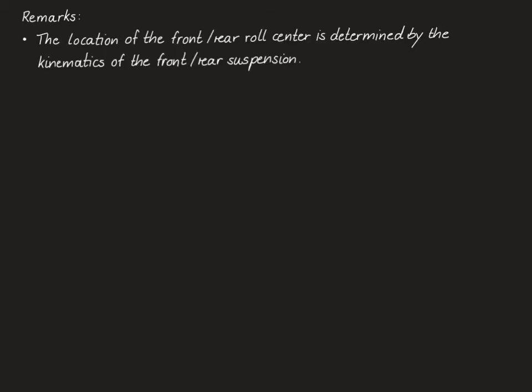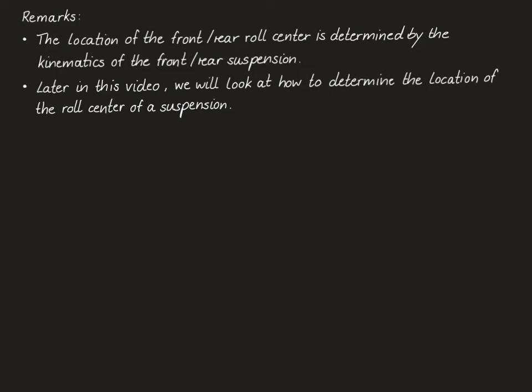Before we continue, let's look at some remarks about the front and rear roll center. First, similar to the virtual pivot points for the pitch rotation, the location of the front and rear roll center is determined by the kinematics of the front and rear suspension, respectively. Later in this video, we'll look at how to actually determine the location of the roll center of a suspension from its geometry. For now, we just take it for granted that such a roll center exists for every suspension and that its position is given to us.